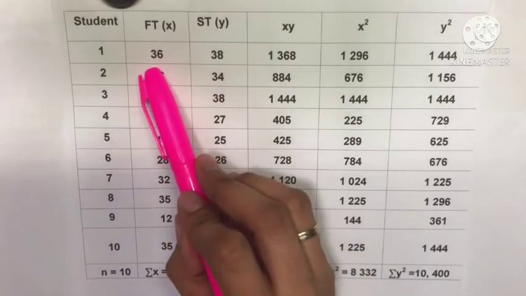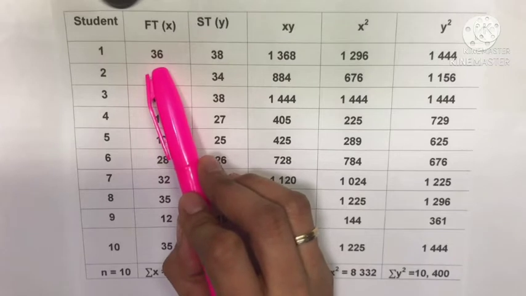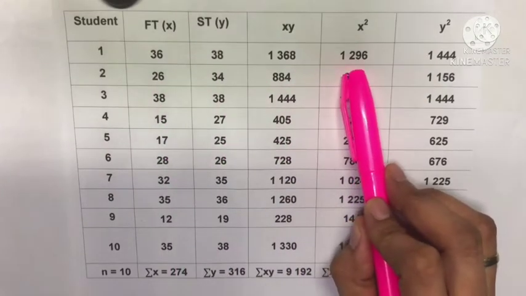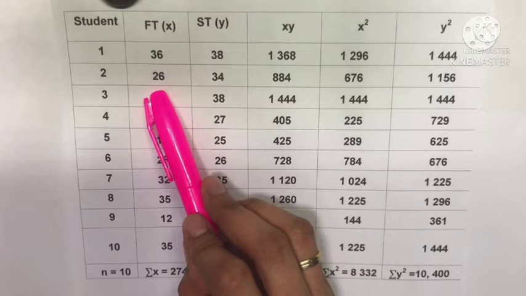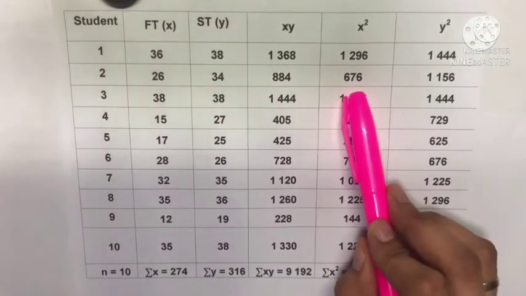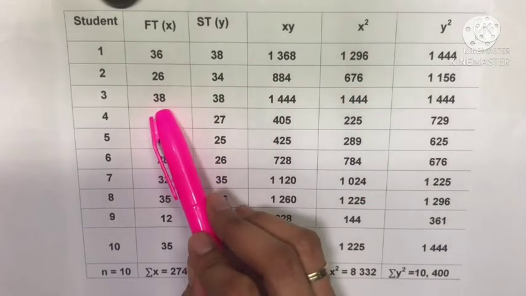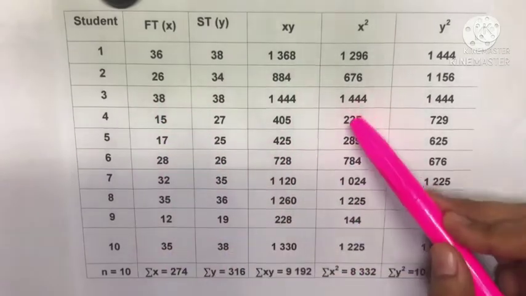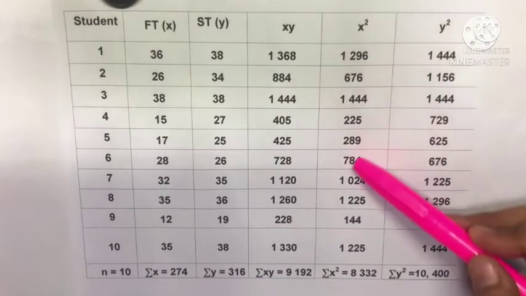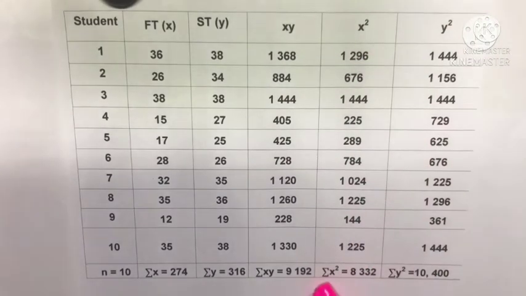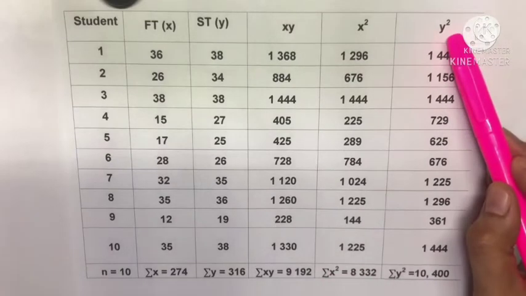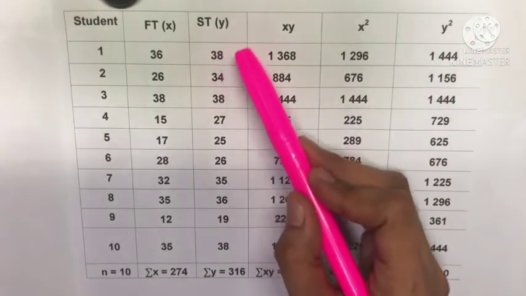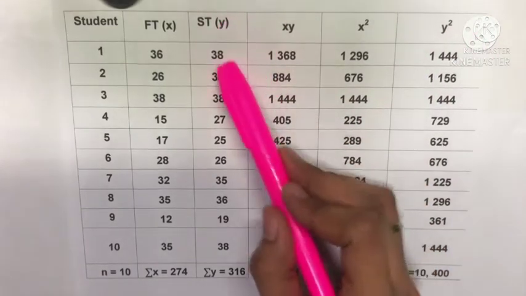For x squared, we will just multiply x by itself. So we have here 36 times 36 equals 1,296. 26 times 26 equals 676. 38 times 38 equals 1,444, and so on. So if we add all of this, the result of summation of x squared will be equal to 8,332.